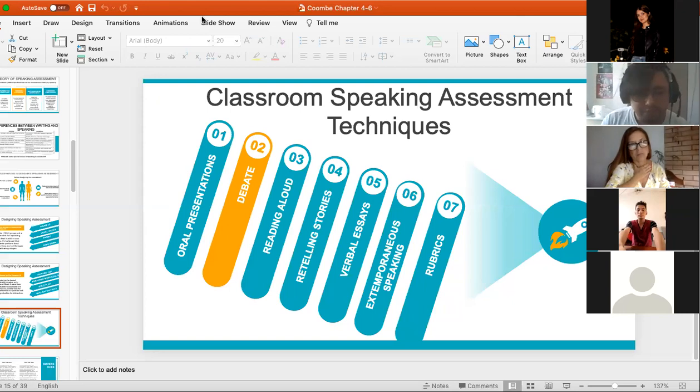Then we have retelling stories, in which the students are asked to report a story or any content they have read before. They have to tell this story in their own words. So they will need to use their language skills in order to retell the story.